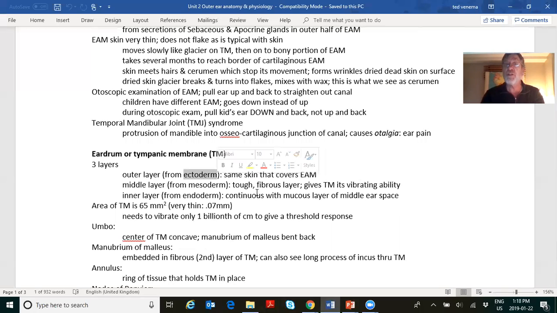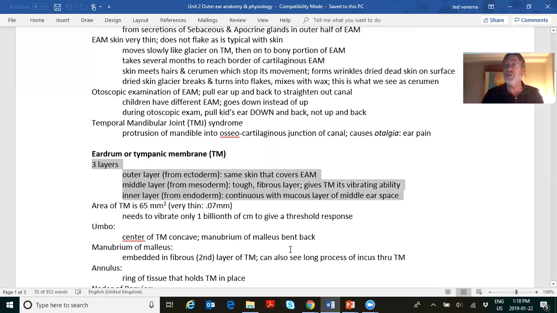Ectoderm eventually turns into skin and nerves. Mesoderm eventually turns into muscles and bones. Endoderm eventually turns into anything that's slimy in your body: your guts, the inside of your cheeks, the inside of your nose, the inside of your middle ear, anything that's mucosal and slimy.